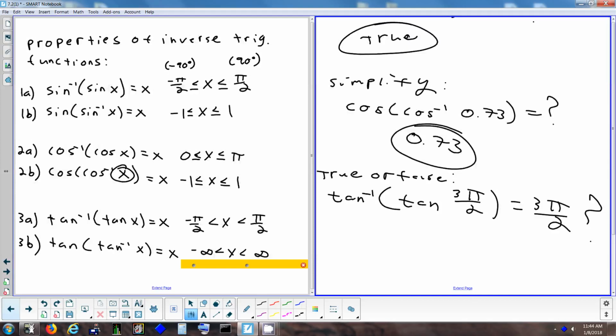That's false, right? It said that if you look at inverse on the outside, it should have been between -pi over 2 and pi over 2. 3 pi over 2 is triple pi over 2. That's way bigger than pi over 2. It's not between the two that it had to be. Okay, so that's false. Okay, questions on that one? All right.